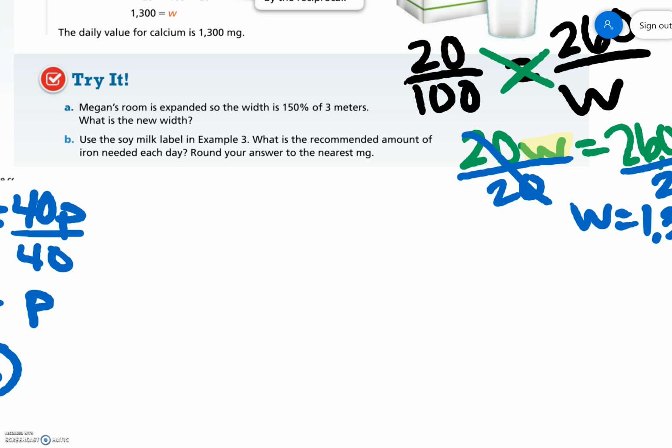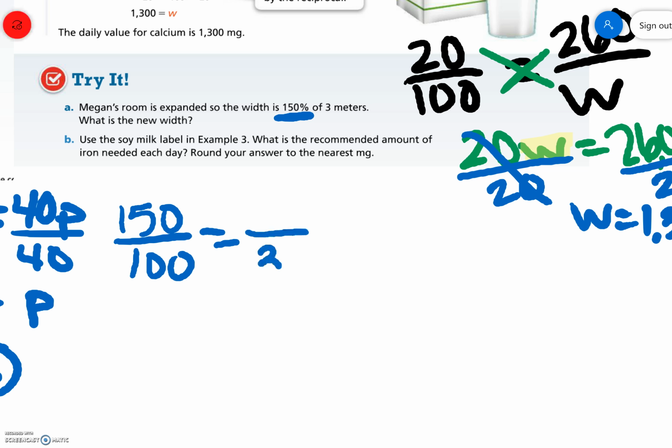Megan's room is expanded, so the width is 150%. You already see this percent. You already know I'm going to do 150 over 100. So the width is 150% of 3 meters. So 3 meters is what it used to be. What is the new width?